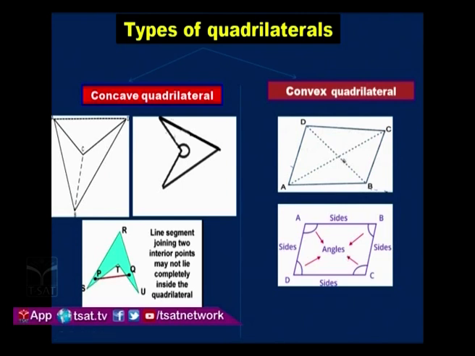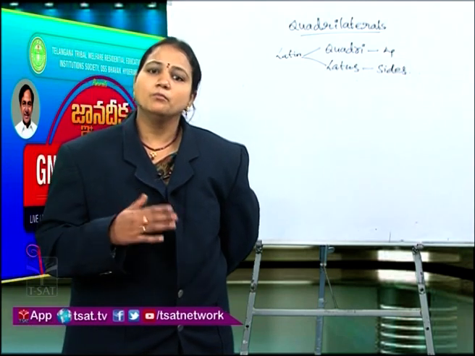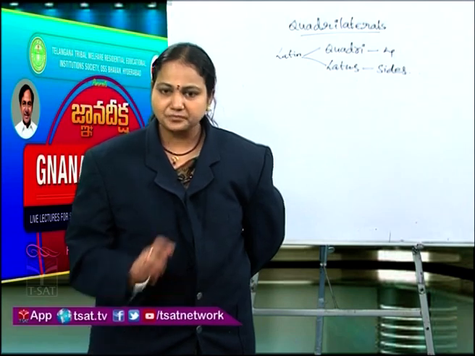In this way we can identify whether a given quadrilateral is concave or convex. These are the three differences we can find for convex and concave quadrilaterals. Most of the quadrilaterals we will find in our daily life are convex quadrilaterals. Let us know more about convex quadrilaterals in this session.